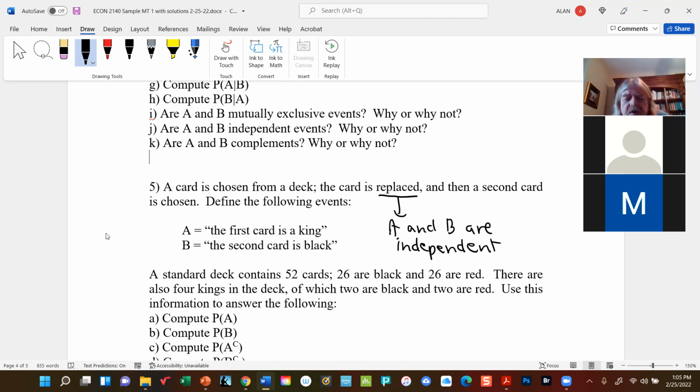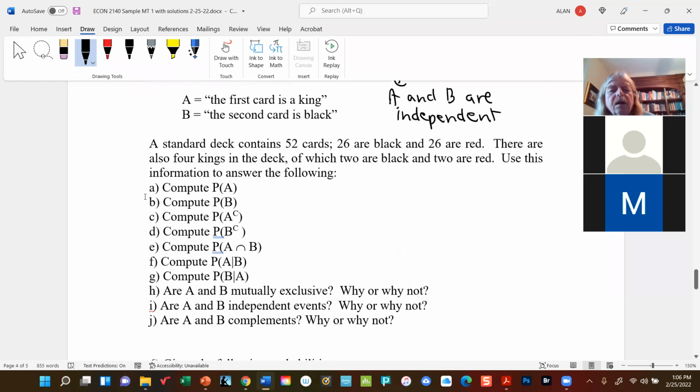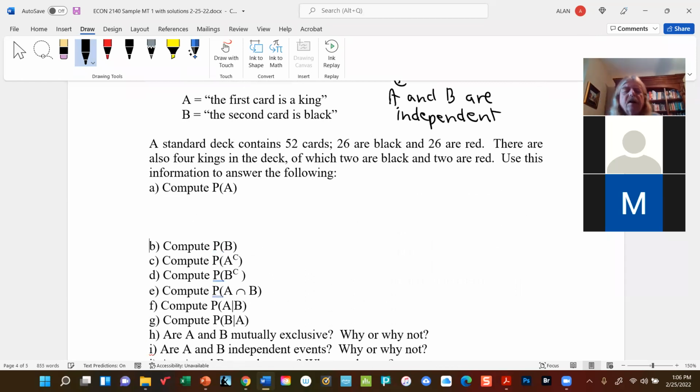Just as a quick review, a standard deck contains 52 cards, half are black, half are red. And there are, of course, 4 kings in the deck, 2 of which are red and 2 of which are black. The red ones are the king of hearts and the king of diamonds, and the black ones are the king of spades and the king of clubs. If it's been a while since you played cards, I just want to make sure you haven't forgotten how that works. All right, so how about the probability of A?